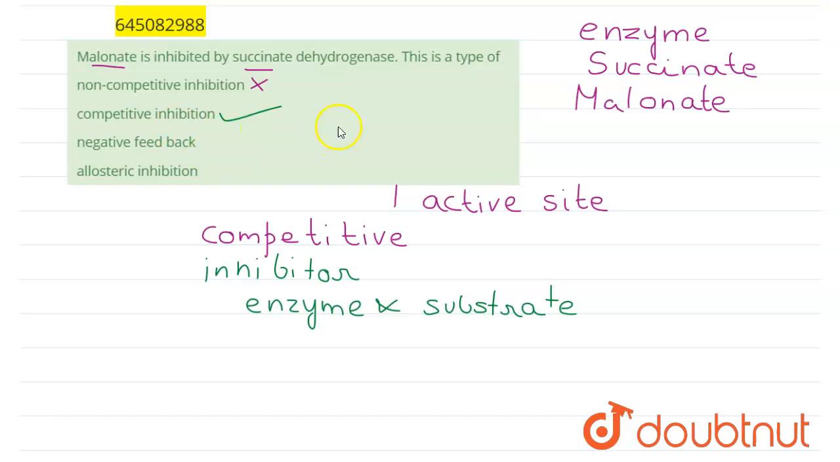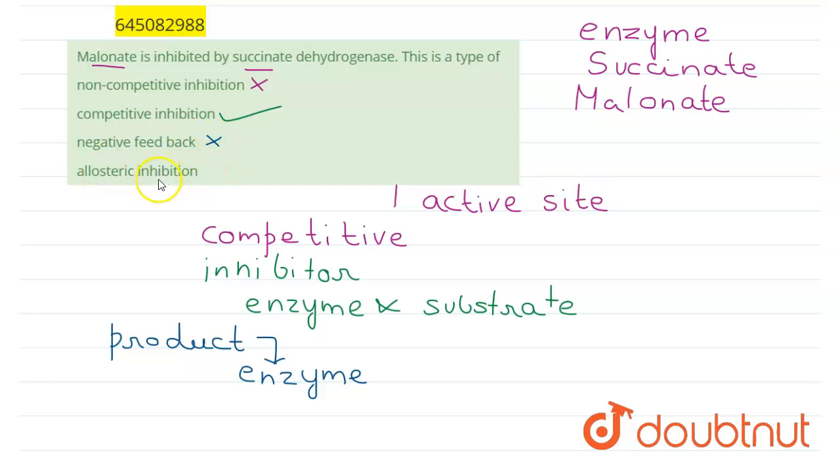Negative feedback is another type of enzymatic regulation where a product, when it is formed at the end, influences an enzyme and reduces the activity of that enzyme. So here the relation is between the product and the enzyme, which reduces the catalytic activity of the enzyme. So this is also a wrong option.